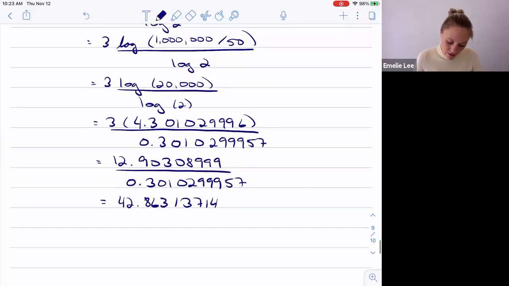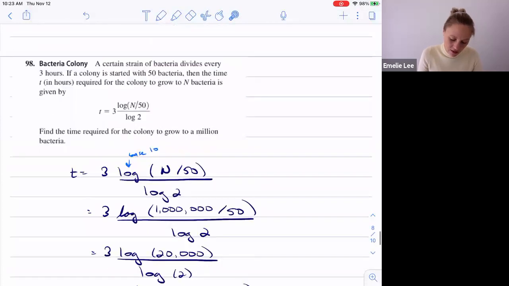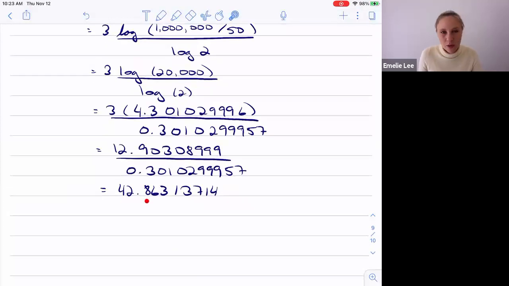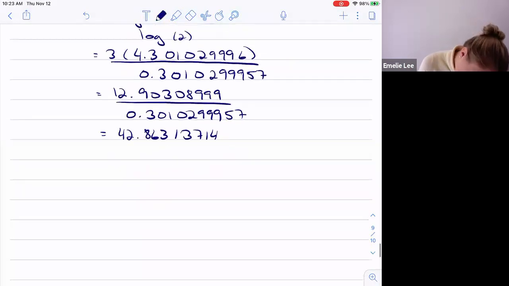Okay, so what does that tell us? The time in hours, right, is T. So for 50 bacteria to grow to 1 million bacteria, it's going to take 42.86 hours, right? Careful with minutes, because 0.86 minutes is not 86 minutes or seconds or whatever. 0.86 you have to multiply by 60. Anyways, I'm not going to make you do that, but just be careful if it ever comes up. So roughly 42.86 hours.